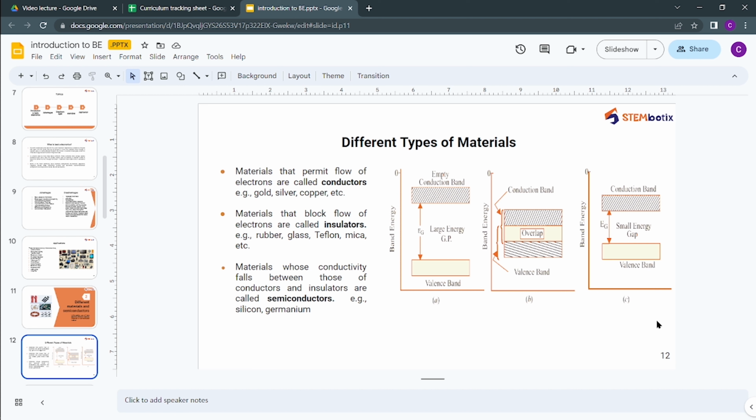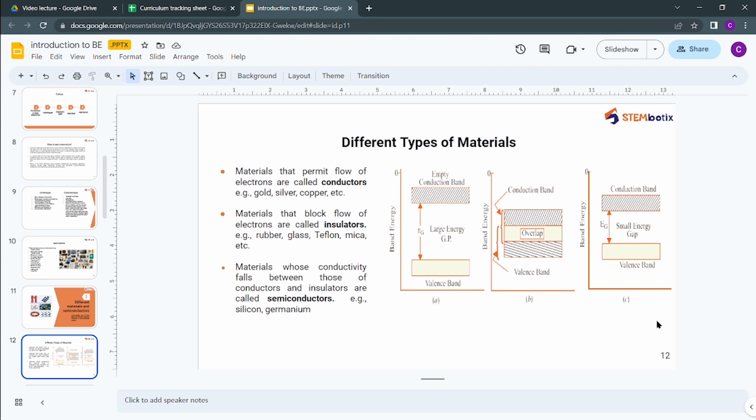Starting with conductors. Conductors are the materials which allow current to flow through them. So these are the materials that permit the flow of electrons, called conductors. For example, gold, silver, and copper. And copper is the conductor which is widely used in making cables and jumper wires.